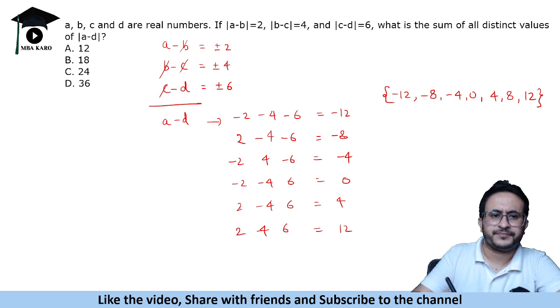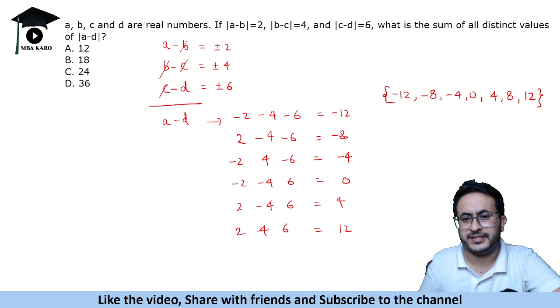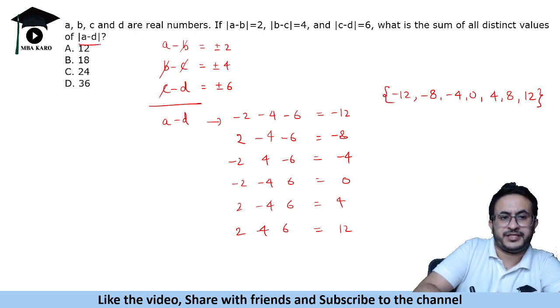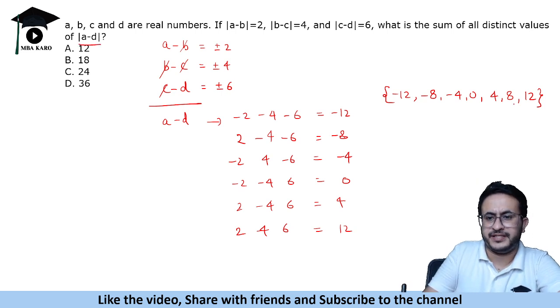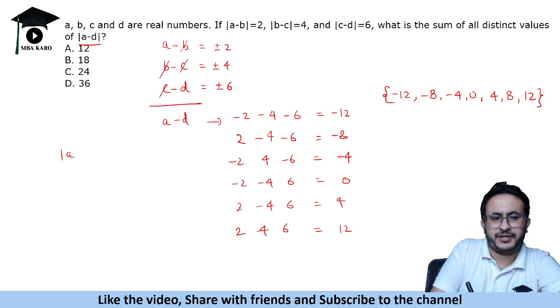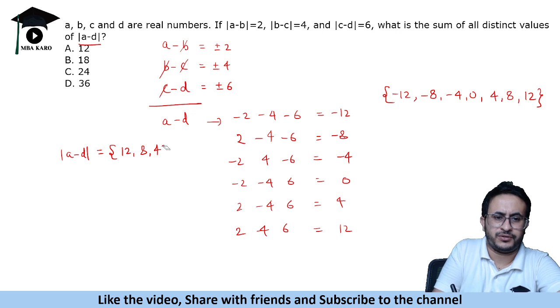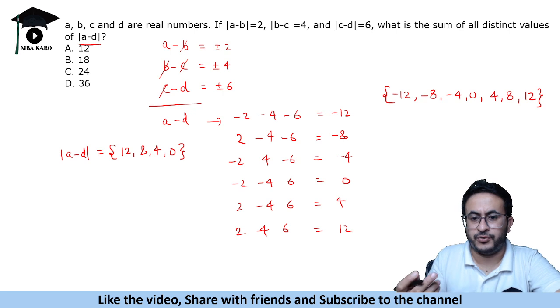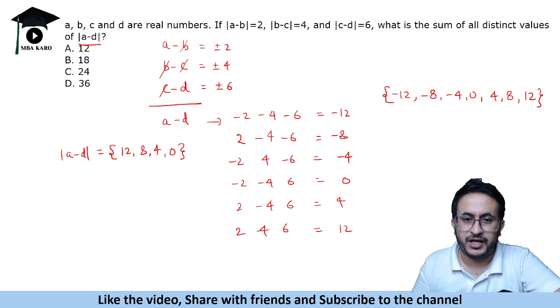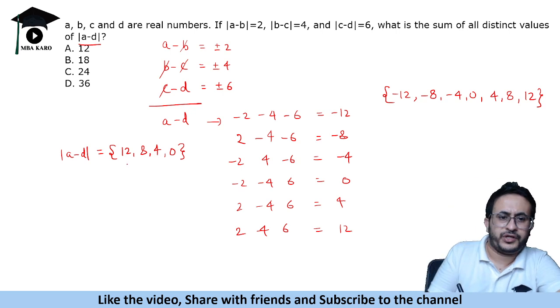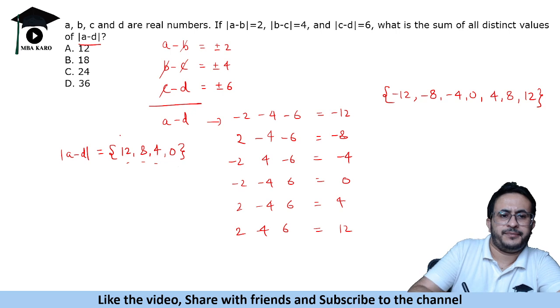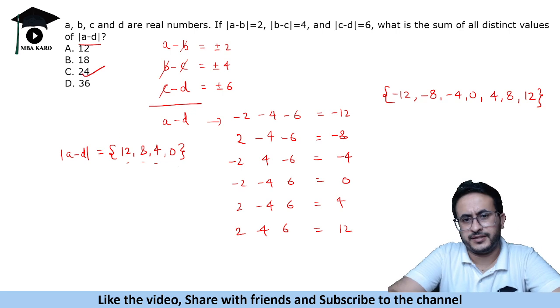Okay. Now we have to tell the sum of mod of a minus d. So a minus d is among these values. So mod of a minus d will be among 12, 8 or 4. It cannot have any other value, or it can be 0 also. So what is the sum of these? We have 20 plus 4, 24 is the answer.